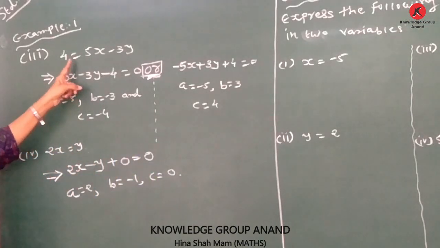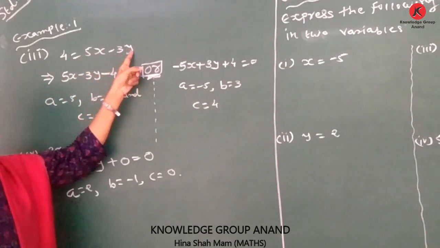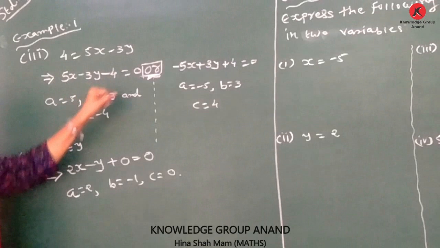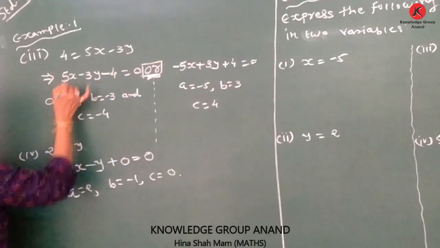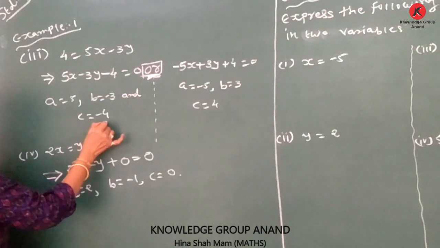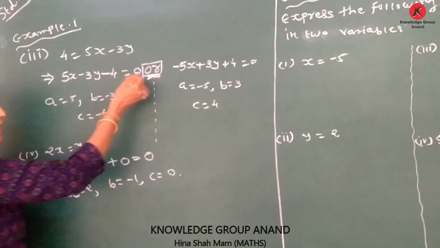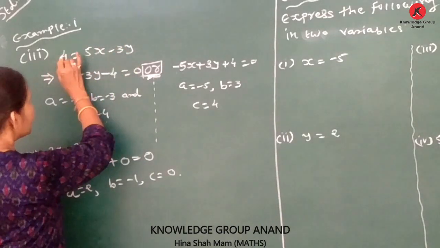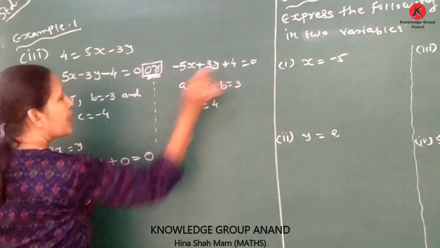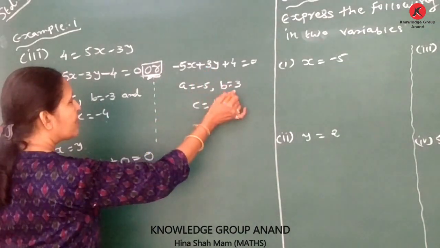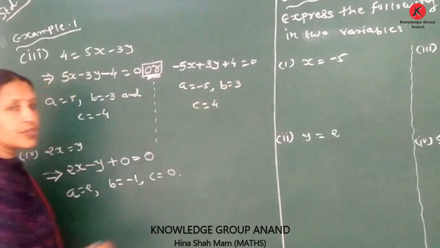Again, 4 is equal to 5x minus 3y. Then we write 5x minus 3y minus 4 is equal to 0. A is equal to 5, b is equal to minus 3 and c is equal to minus 4. Or otherwise we write here minus 5x plus 3y plus 4 equals to 0. A equals to minus 5, b is equal to 3 and c is equal to 4.